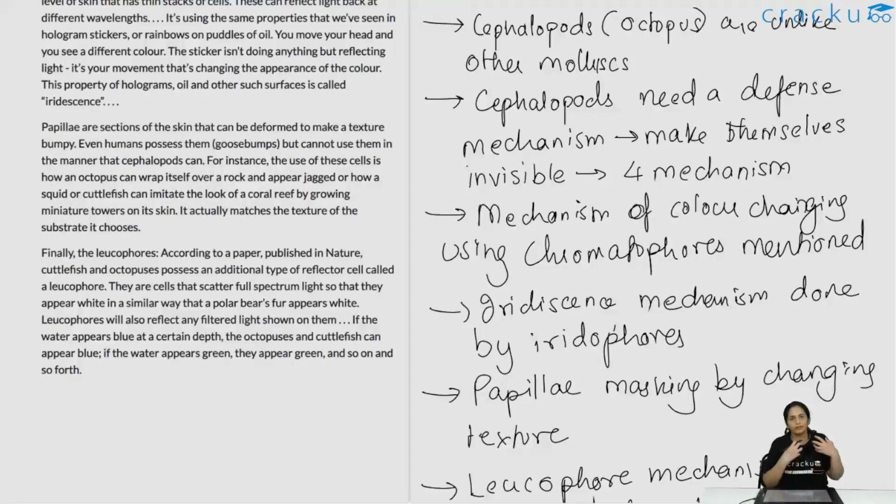How do octopuses protect themselves? They protect themselves by trying to appear less visible to their predators, and how they go about it is given in the passage. So now that we understand what the passage is talking about, let's take a look at the questions.